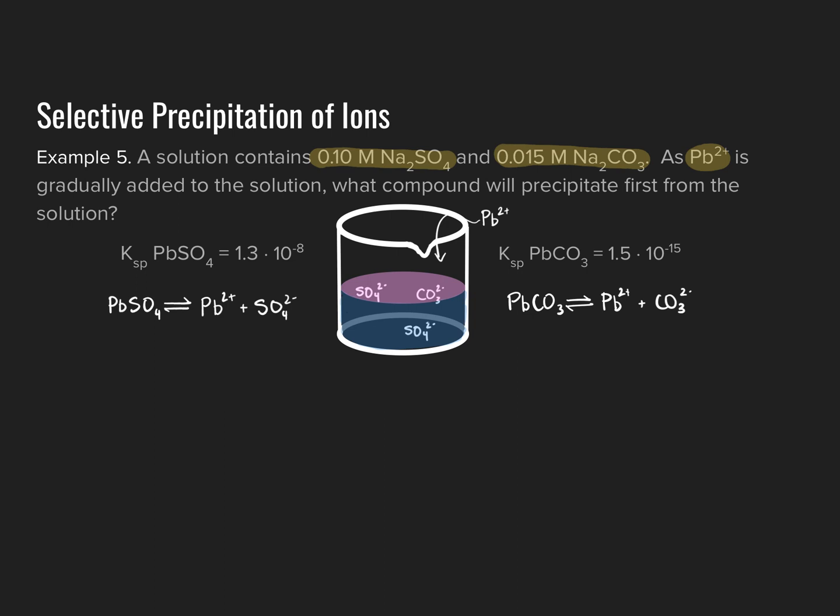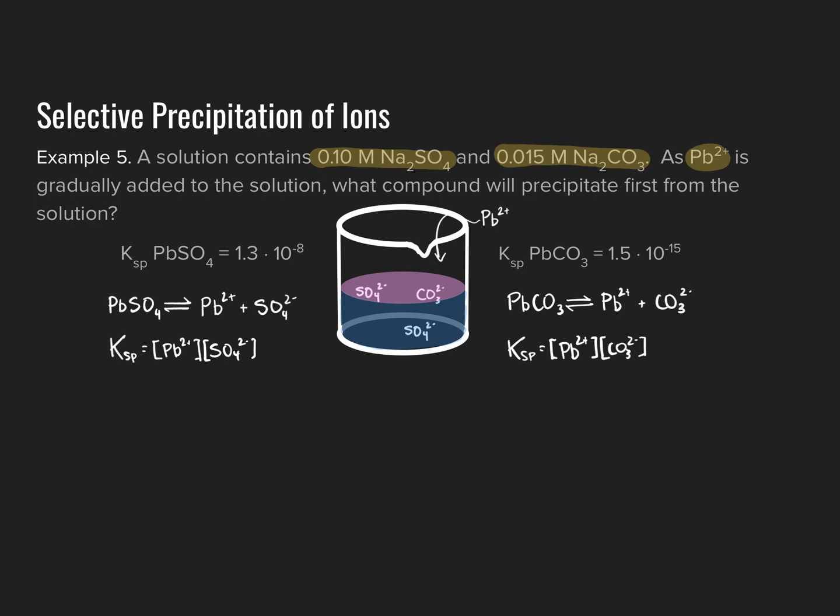Let's also now write a KSP expression that would govern each of those equilibria. For the lead 2 sulfate, our KSP would be equal to the concentration of the lead 2 ion, Pb2+, times the concentration of the sulfate ion, SO4 2-. And alternatively, looking at the lead 2 carbonate, the KSP value would be the concentration of the lead 2 ion, Pb2+, times the concentration of the carbonate ion, CO3 2-.